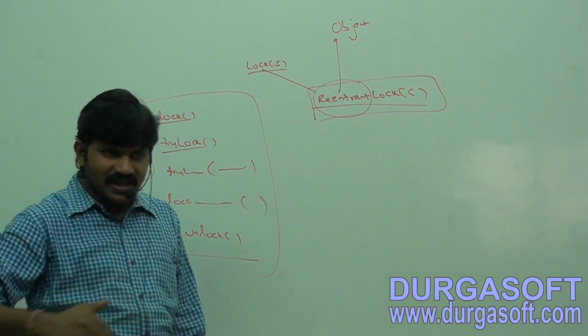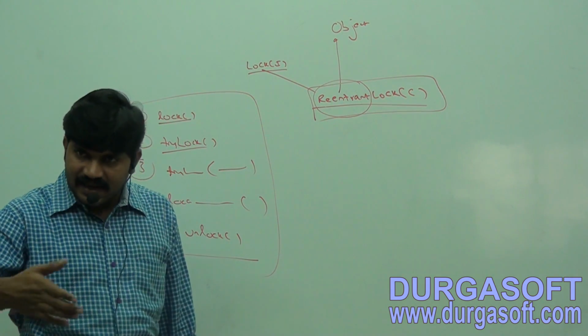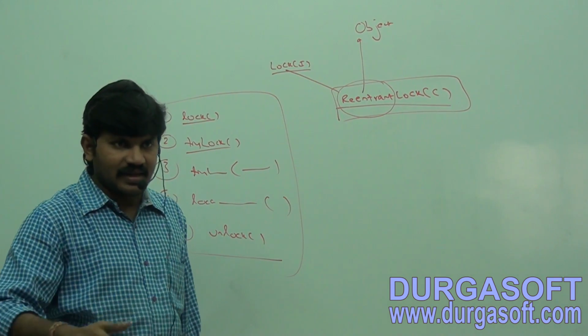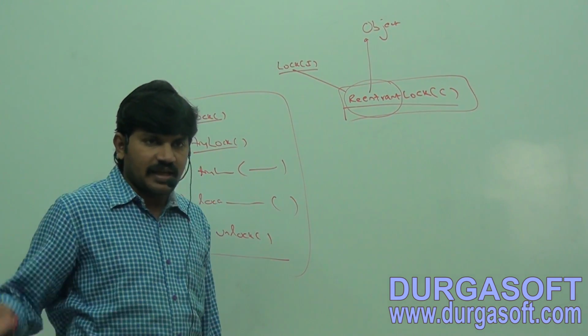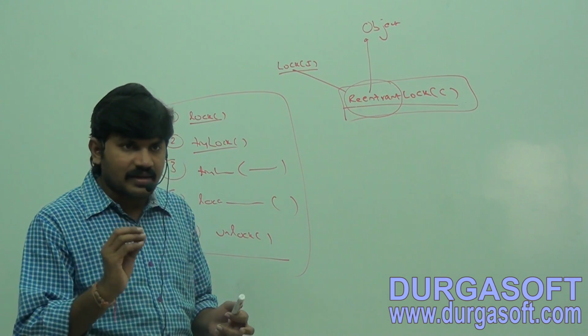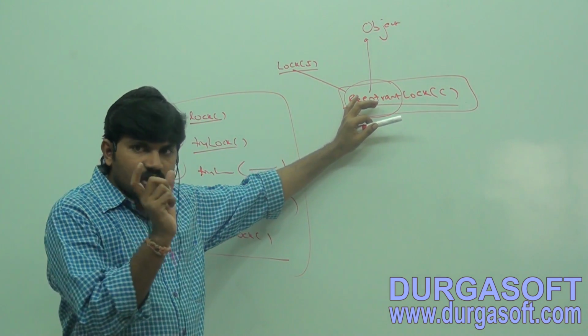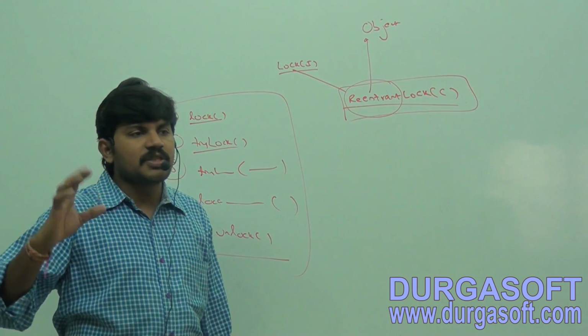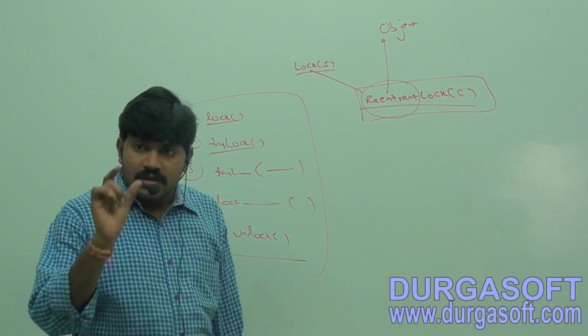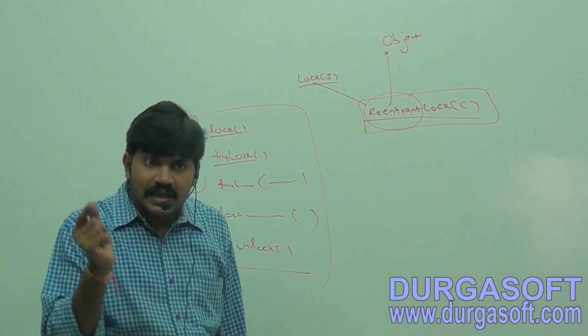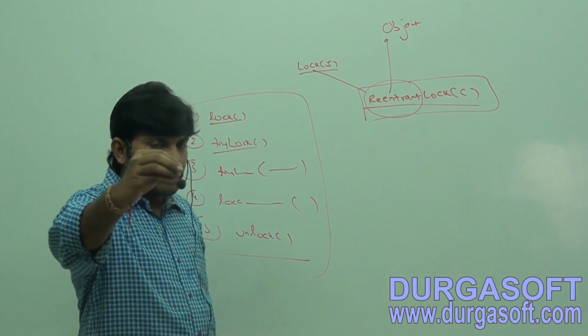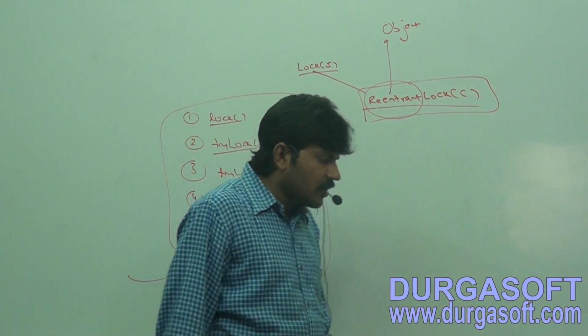Next, why the word re-entrant? What is the meaning of re-entrant? Again and again is nothing but re-entrant. There is a clear meaning. It is not just named by default; there is a clear reason why the word re-entrant lock is used. That part I will explain.